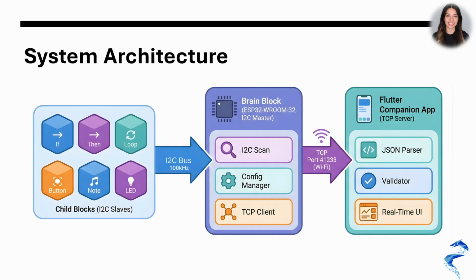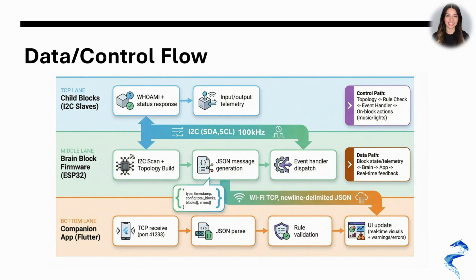Here's our architecture split into 3 layers. On the left are the child blocks, which act as I2C slaves. These represent commands like if, then, loop, input actions like a button press, and output actions like an LED flash or a note playing. In the center is the brain block. It is the I2C master and system coordinator. Its responsibilities are scanning the bus, managing configuration, and handling TCP communication between itself and the app. On the right is the Flutter companion app running as a TCP server. It receives JSON messages from the brain, parses them, validates the block sequence, and provides real-time UI feedback such as our 3D block visualizer.